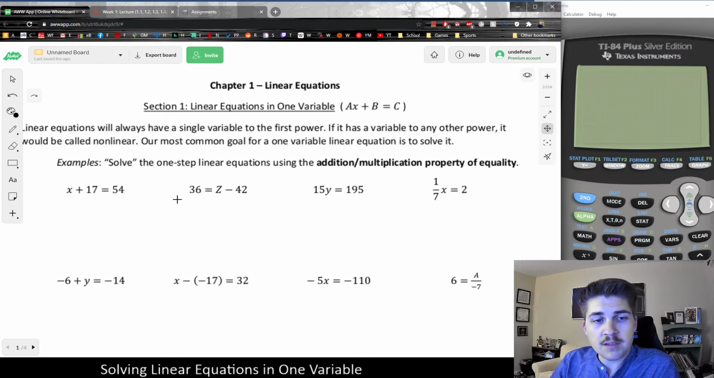And to solve simple equations like that, we're always going to be using the additive or multiplicative property of equality, which is basically, as you've probably heard before, doing the same thing to both sides. So for example, in an equation like x plus 17 equals 54, the goal would be to do something to both sides of the equation in order to solve for x, the typical goal of an equation.